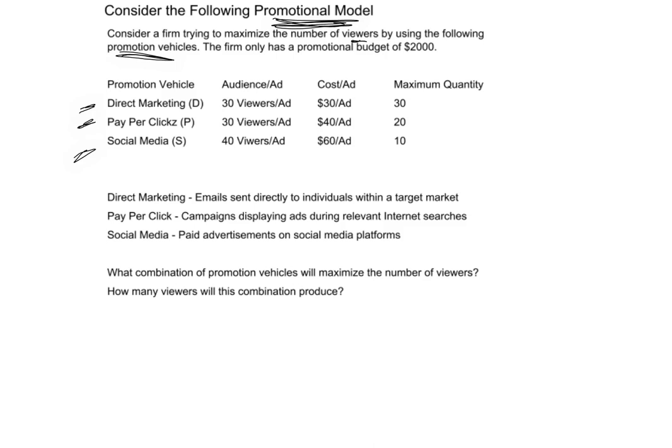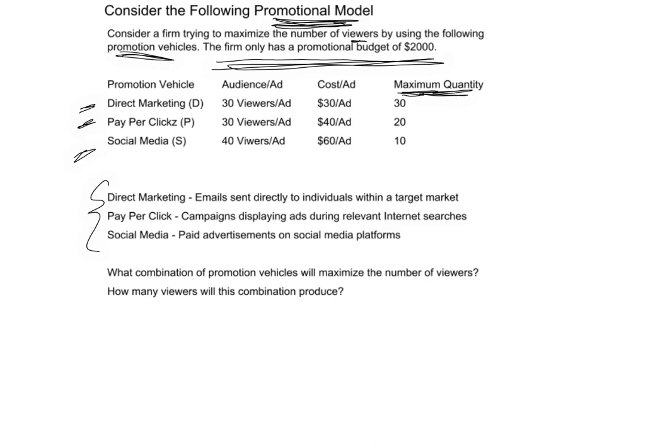We've got the audience, we've got the cost of those different types of promotional activities, and there's also, in many cases, some kind of constraint that we face, some kind of natural limit on how much of something we can do. Let's assume that you can only do 30 units of direct marketing, 20 units of pay-per-clicks, and 10 units of social media. We've got a little definition of those down here. And so, one more piece of information. What if your client has only got $2,000 to spend on their promotional budget?